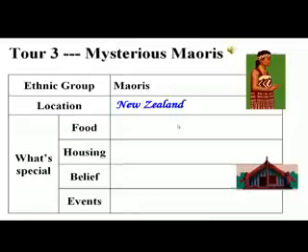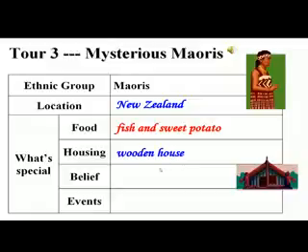Yes, New Zealand. Food. Yes, fish and sweet potato. What about their housing? Where do they live? Wooden house. Yes, wooden house. Belief? Many gods. For example, the god of the forest and the god of the sea.